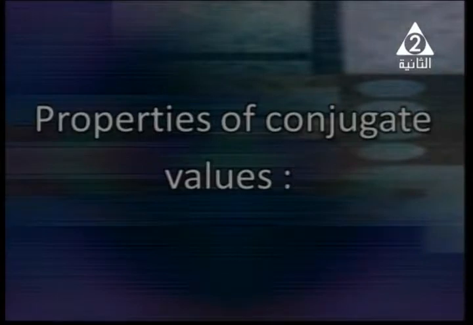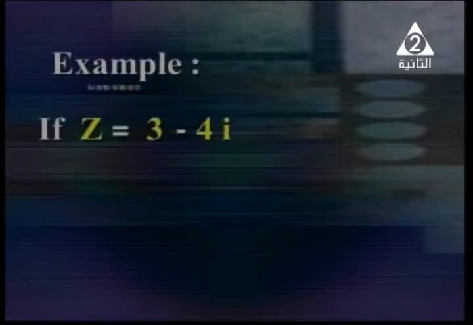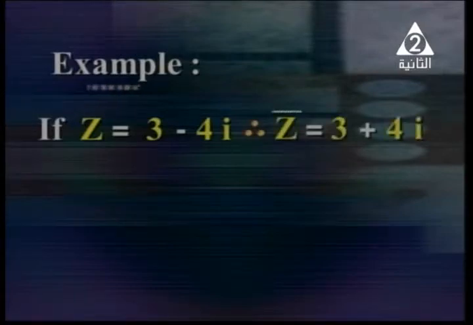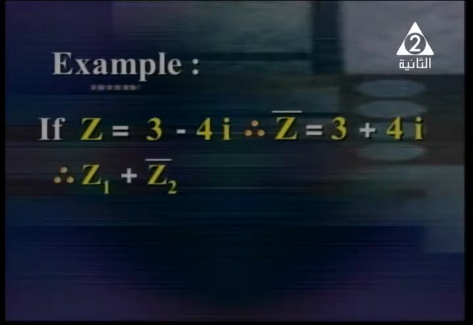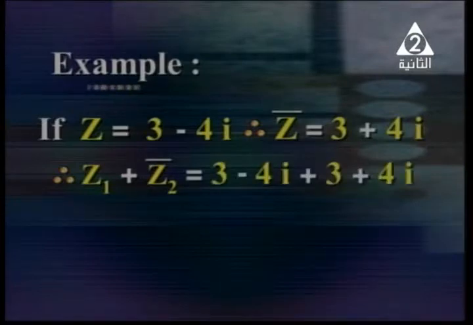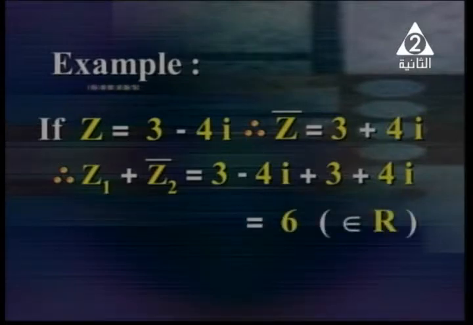Now we move to the properties of conjugate values. Dear student, if we add a complex number and its conjugate, the result is a real number. Example: if we have z equals 3 minus 4i, then z bar, its conjugate, is 3 plus 4i. When we add z plus its conjugate, the answer is 3 minus 4i plus 3 plus 4i, which is a real number, 6, belonging to R.